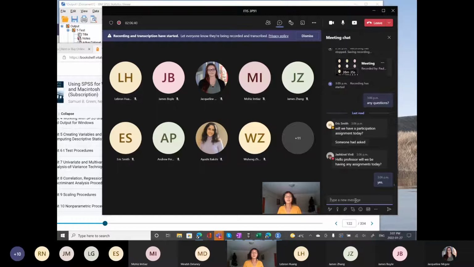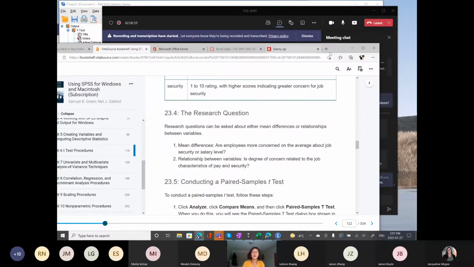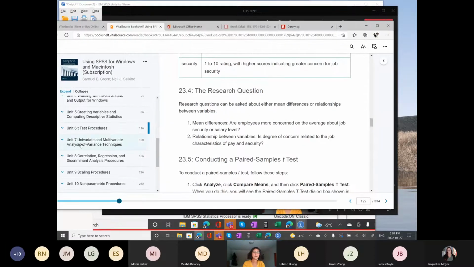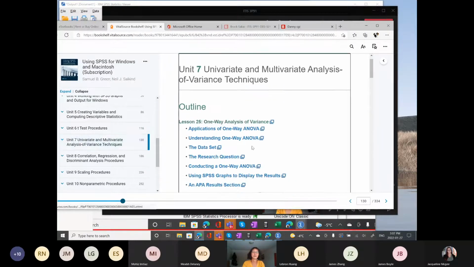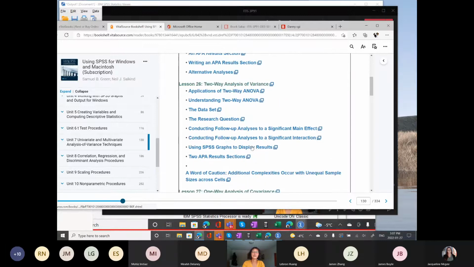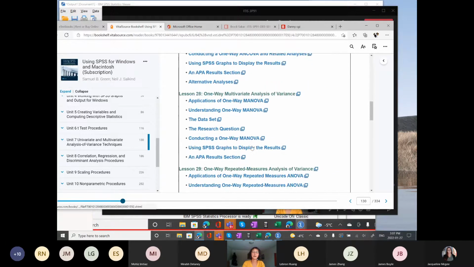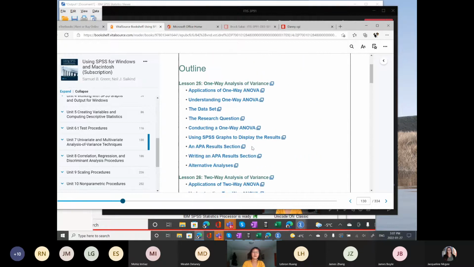Okay, so before the break, we did a test for one population, two populations. Now I'm going to compare population means for three populations. That is unit 7, ANOVA test, unit 7. There are many lessons in this unit. I will see how far we can go, but at least we are going to do lesson 25, one-way analysis of variance, ANOVA.